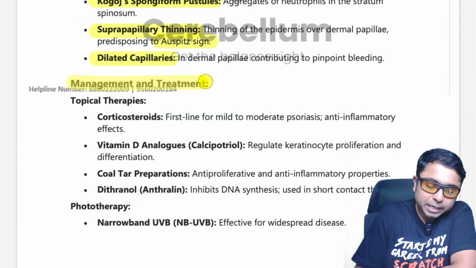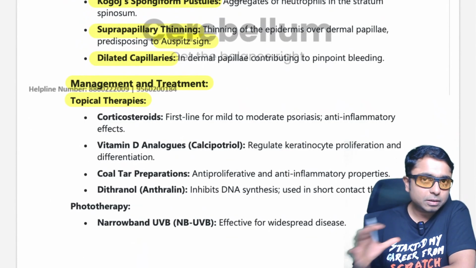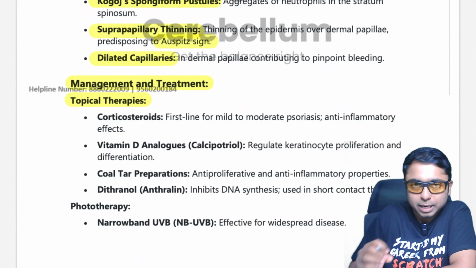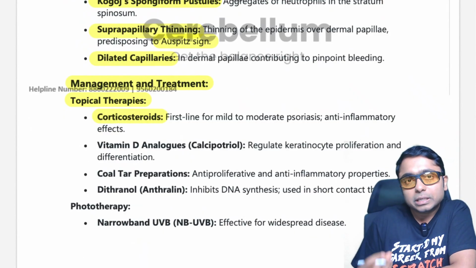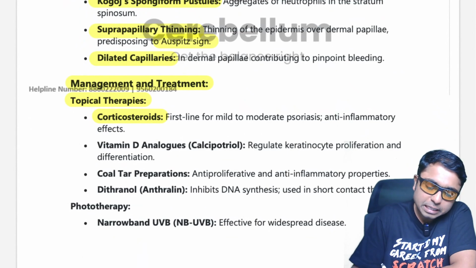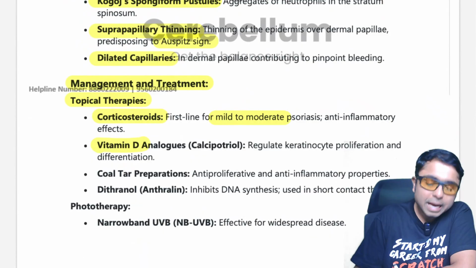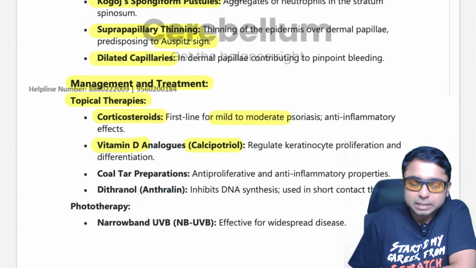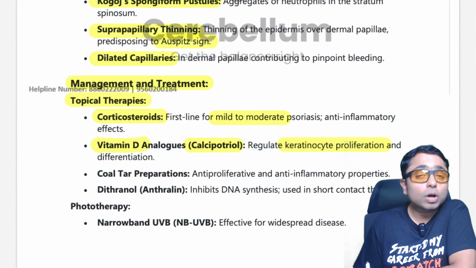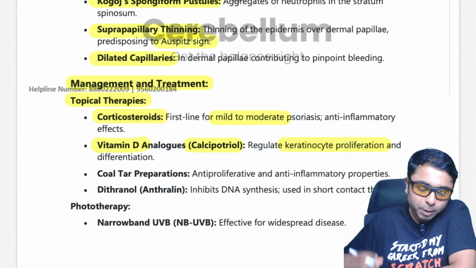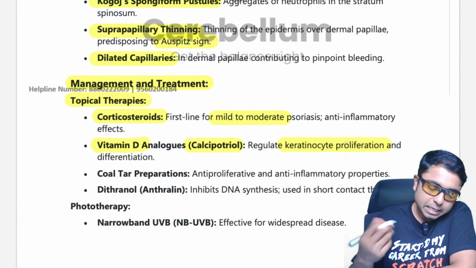So coming to the management and the treatment, topical, systemic, and phototherapy are the broad therapies which we are going to utilize. The corticosteroids are going to reduce the inflammation. These are the first line for mild to moderate psoriasis. Vitamin D analogs, for example calcipotriol, regulate keratinocyte proliferation, because all the problem here is keratinocyte hyperproliferation, and also normalize the differentiation of these keratinocytes.